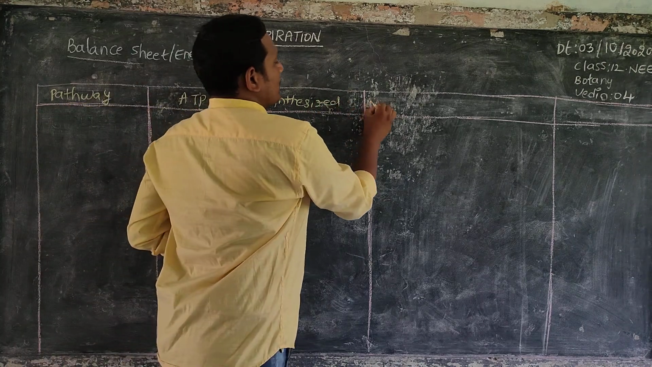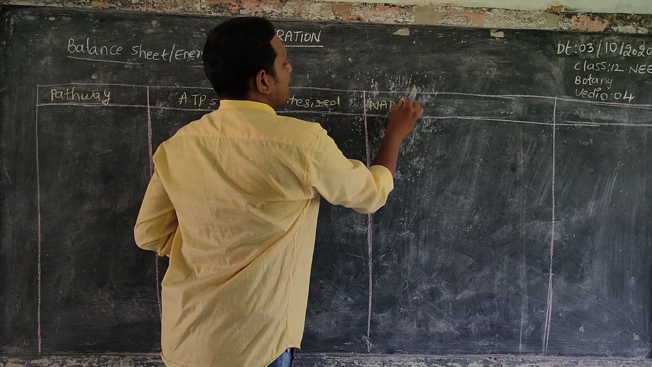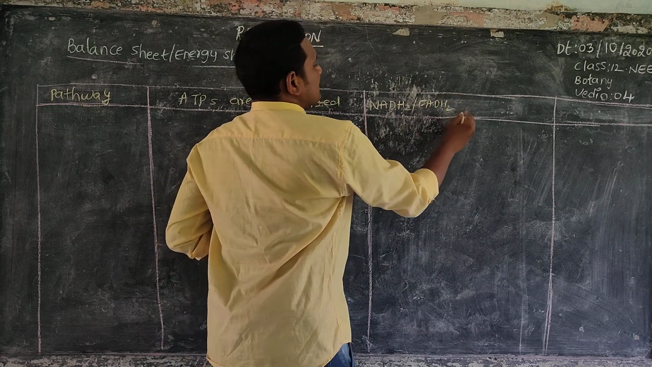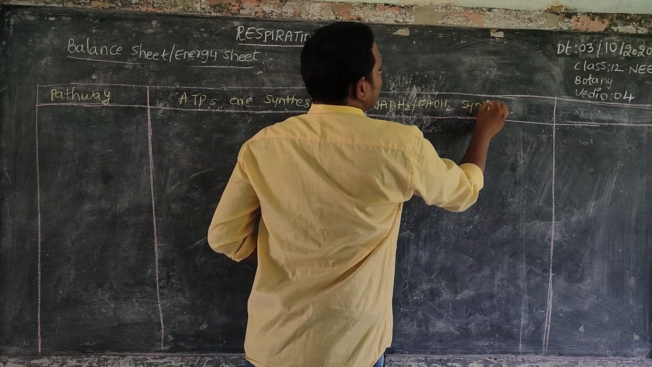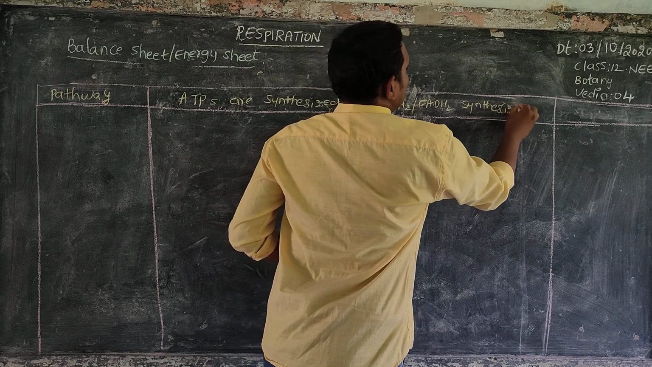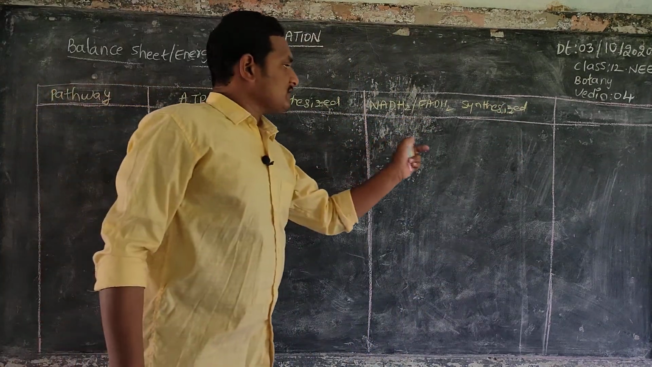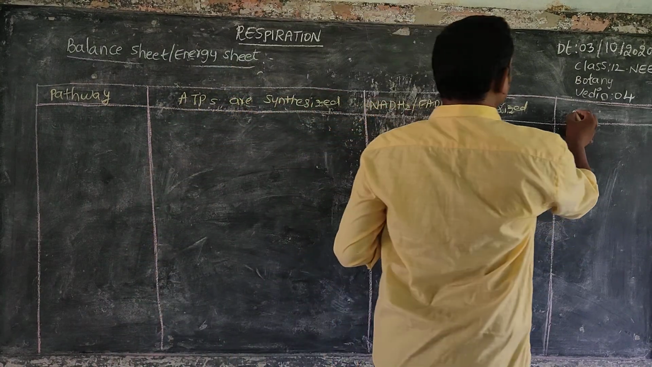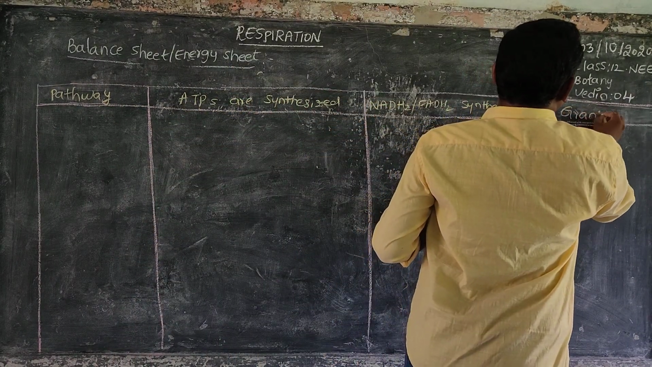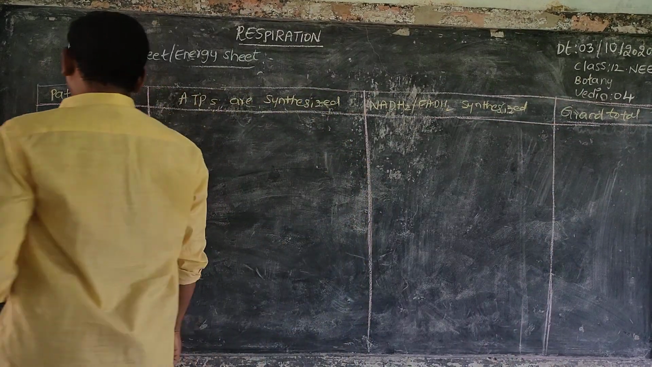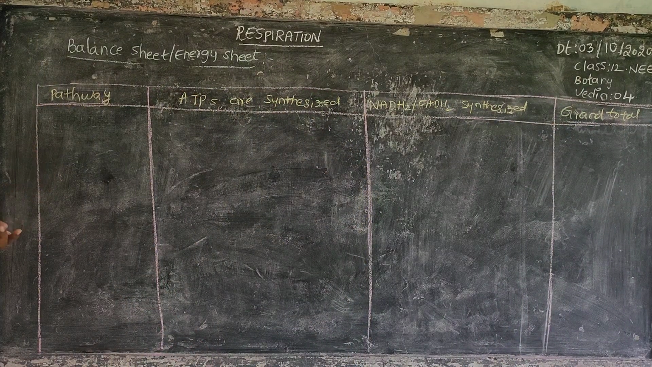Next, how many NADH2 or FADH2s are synthesized? And complete ATPs, NADH2, FADH2, that is a grand total. Total, how many ATPs are we getting from these pathways? First pathway, glycolysis.